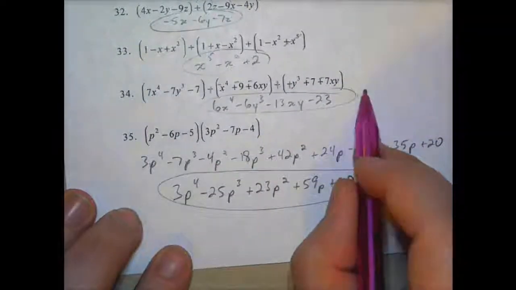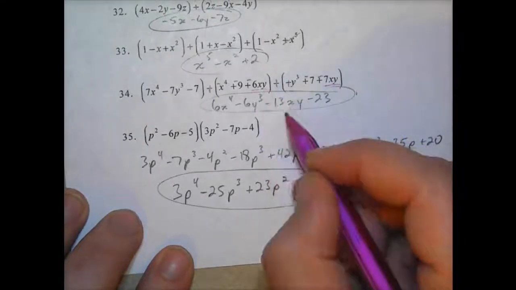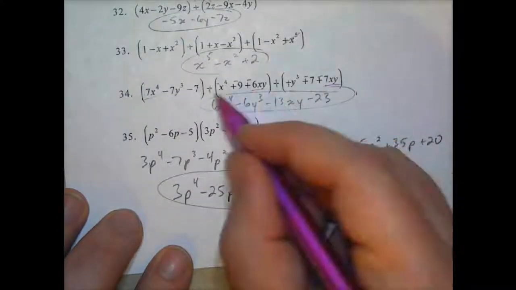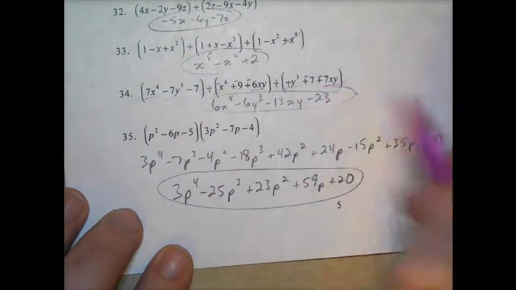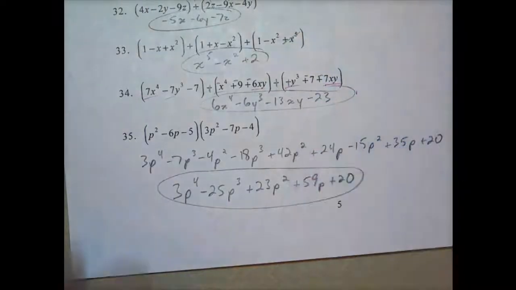Be careful. Make sure you combine like terms. Make sure you combine xy with xy. That's how I'm coming up with negative 13xy. Make sure you do x to the 4th and x to the 4th. That's how I came up with 6x to the 4th. Negative 7y cubed and plus y cubed is minus 6y cubed. Just pay attention to what your terms are.